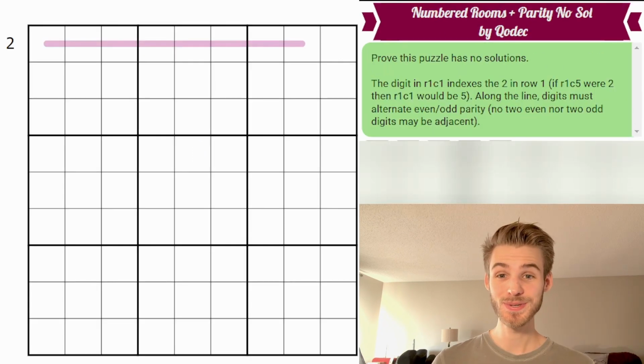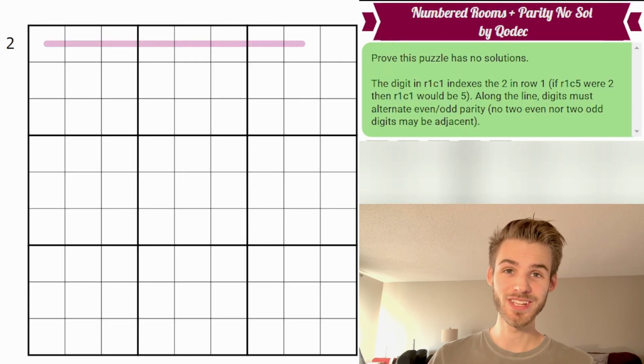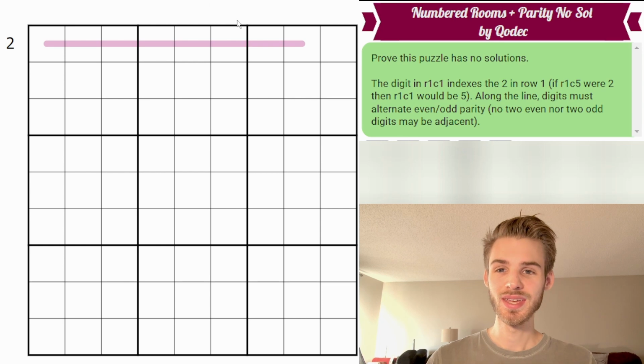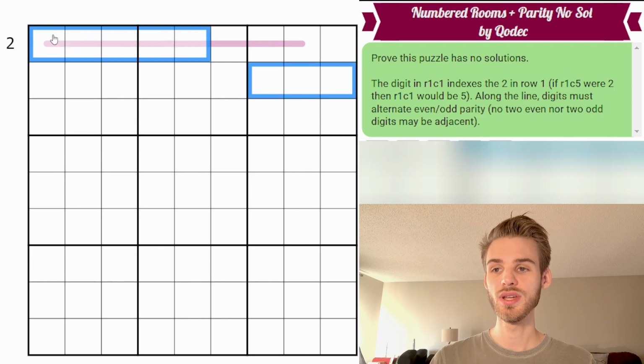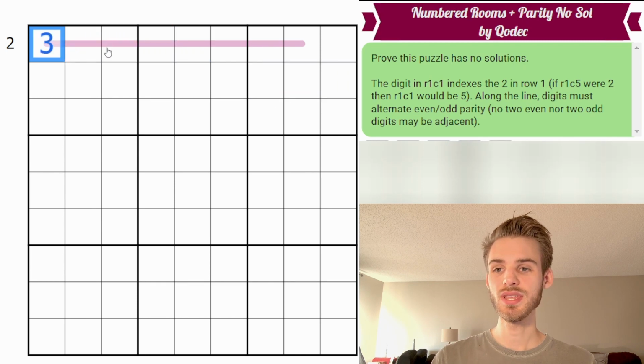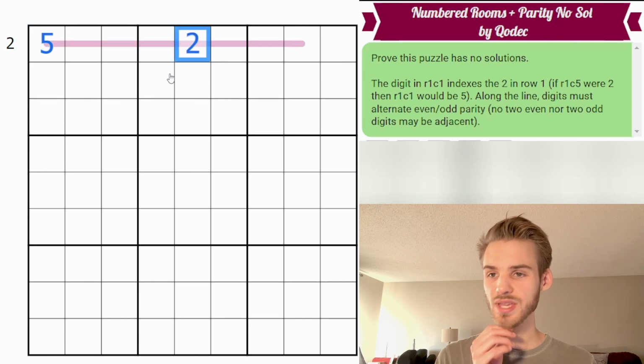All right, moving on to Qodec's numbered rooms parity line no solutions puzzle. This is a numbered rooms clue, which means that this cell, row 1, column 1, will index the 2 in row 1. So if I put this as a 3, then the 2 will go in the 3rd position in the row, so right here. If I put this as a 5, then the 2 will go in the 5th position in the row, right here in the 5th column.